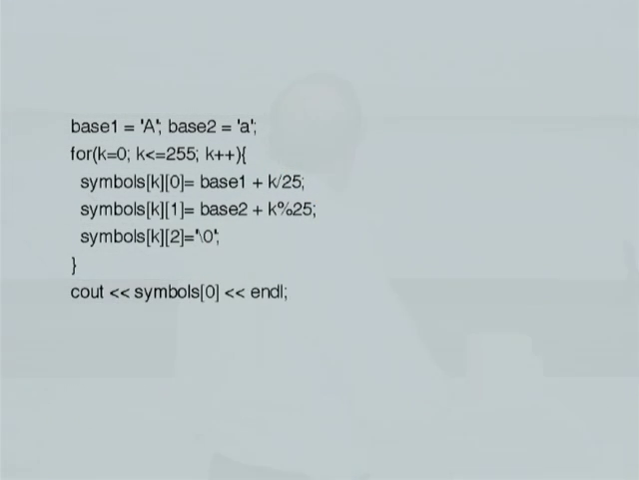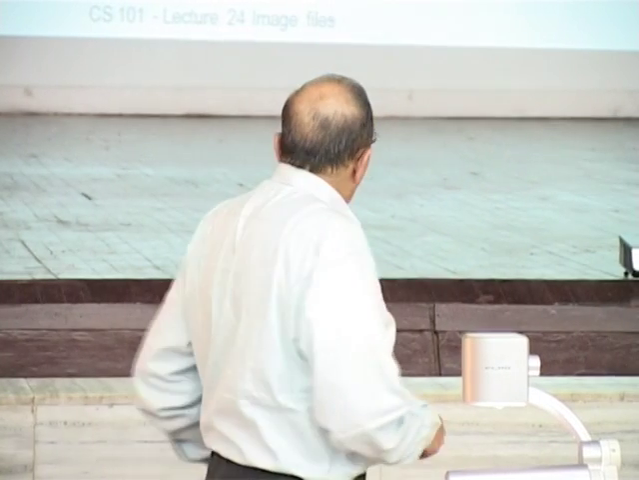The moment K becomes 26, for example, this will become 1. 26 by 25 is 1, integer division. And I will add 1 to base 1, which will make this whole value character B. And then B will go into that particular first element of the symbol array for 26 to 50. Again, 51 onwards, different things, C will happen, D will happen, and so on.